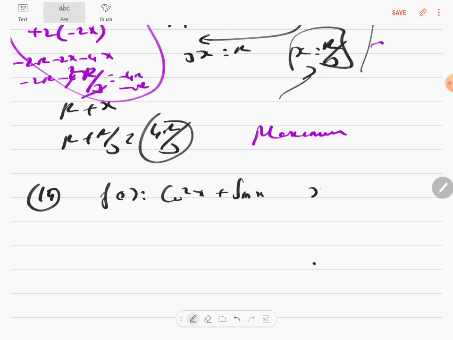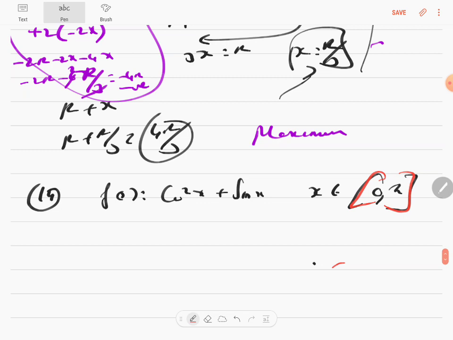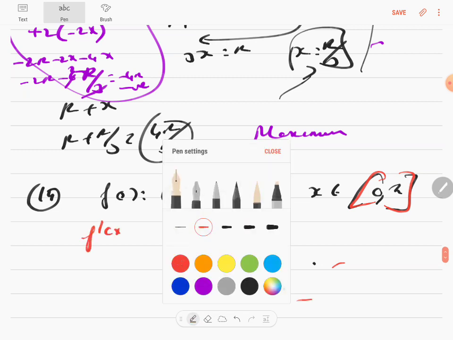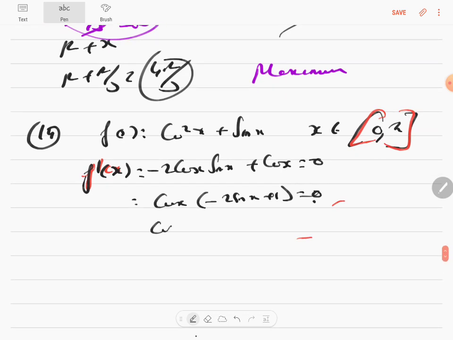In maximum minimum, when they give x as an element of [0, pi], I mark it with a red color. You should substitute that also. So take it and differentiate it. f dash of x is equal to 2 cos x into minus sin x plus cos x is equal to 0. Differentiated already, so take out what is common. cos x is common. cos x into minus 2 sin x plus 1 is equal to 0. So either cos x can be 0 or sin x can be 1 by 2.